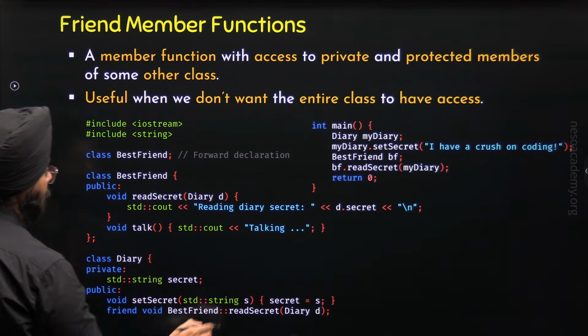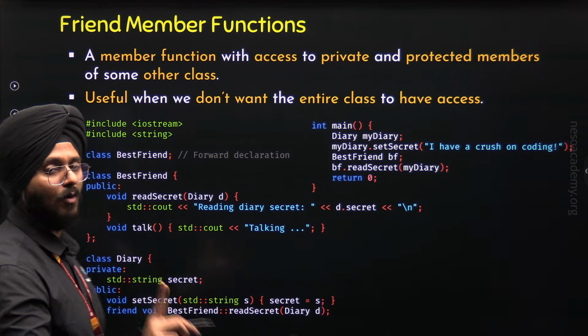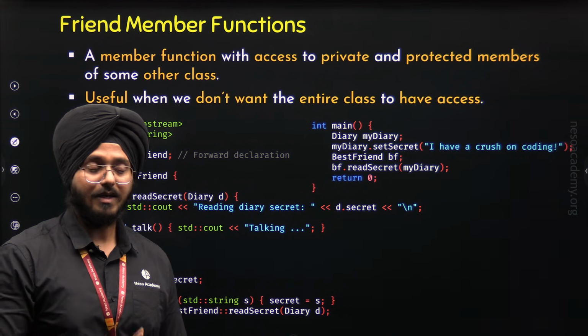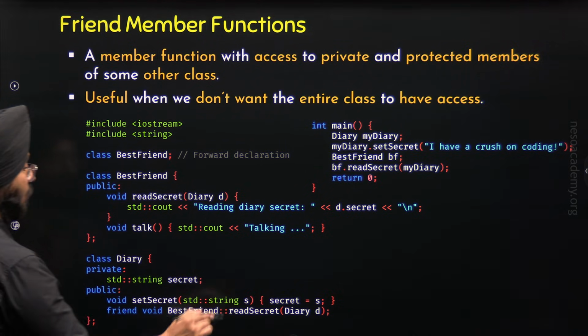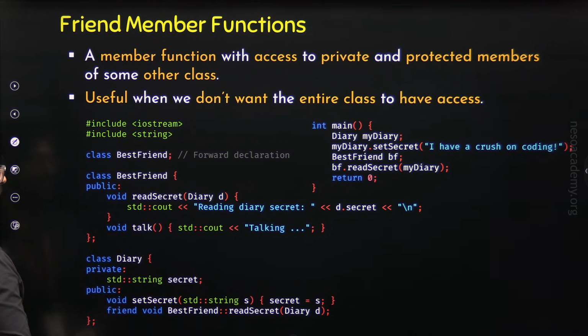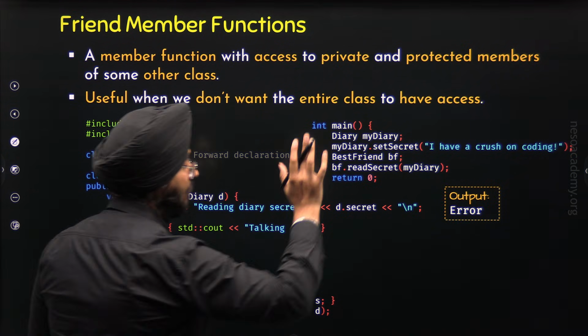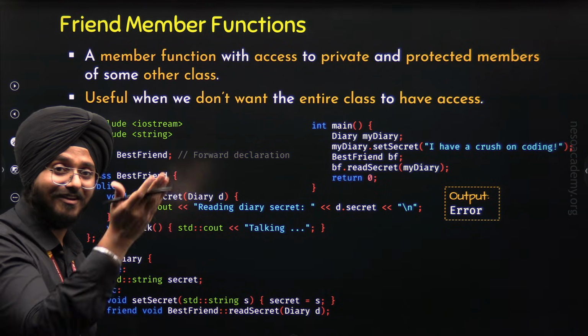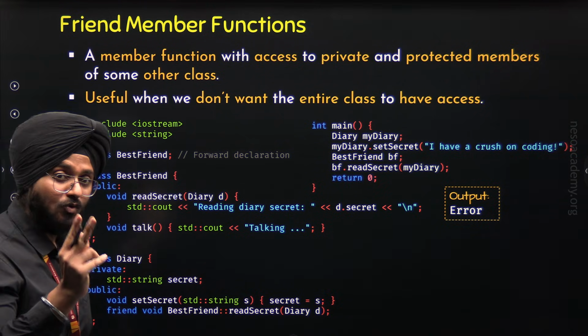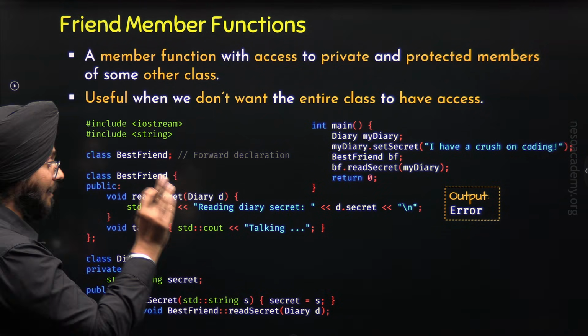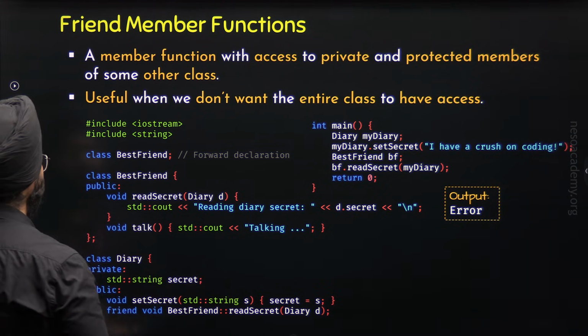Then it will encounter the declaration. So there is no problem at all. Now the compiler will not throw the error because of the read secret function. But again, when we execute this program, we will get an error from the compiler. Now, why are we getting an error this time? There are two reasons why we are getting an error at this moment.